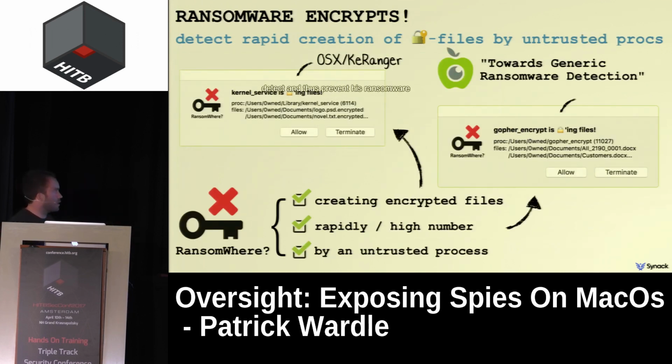Another thing that I think we should be able to generically detect and thus prevent is ransomware. So I wrote a blog about this last year called Towards Generic Ransomware Detection. And I made the rather obvious observation that ransomware creates many encrypted files, often very quickly. So I wrote another free utility called RansomWhere. What it does is it monitors the file system for the rapid creation of encrypted files by untrusted processes. And then anytime it sees this, it just pops up the user and says, hey, this process has created 2 or 3 encrypted files, are you cool with this? And yes, some users will click yes, but hopefully, some users will click no. So again, this is able to generically detect all known versions of Mac ransomware, because again, it's not trying to detect the malware per se, but the behavior of it.